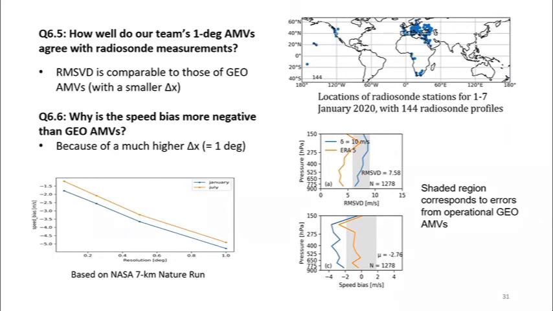What's surprising, however, is the bottom small panel. We show the speed bias. From our results, the blue line is greater than the operational geostationary AMVs and the reanalysis. We took quite a few months to figure out why that's the case. Finally, we figured out it's because of the resolution of our data, which is 1 degree. Well, for geostationary, you talk about a kilometer scale.